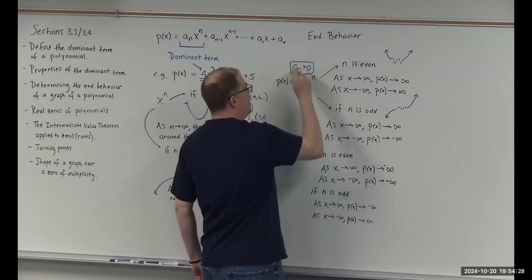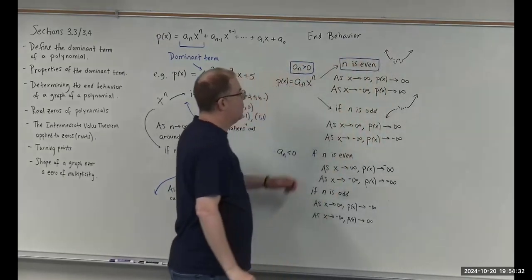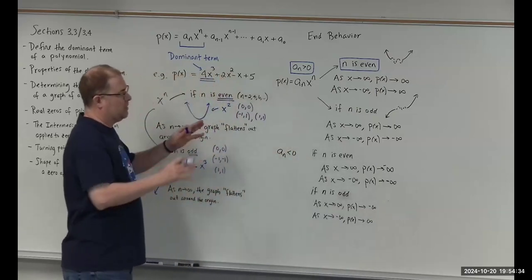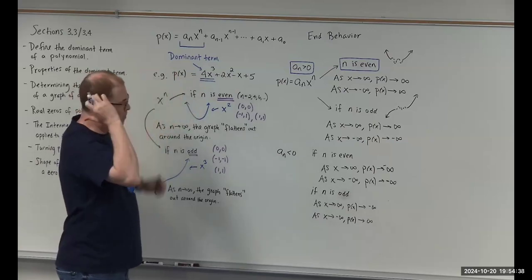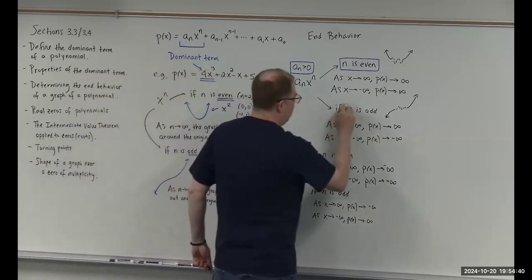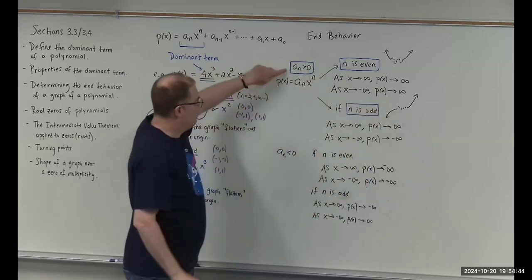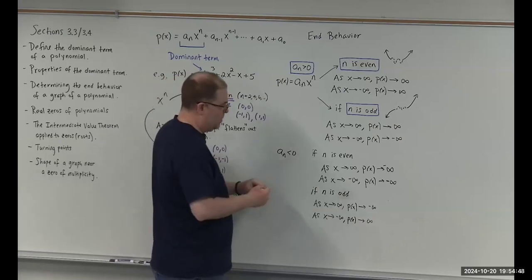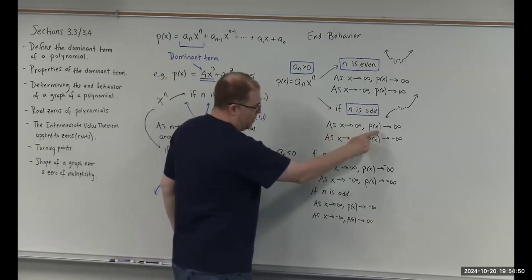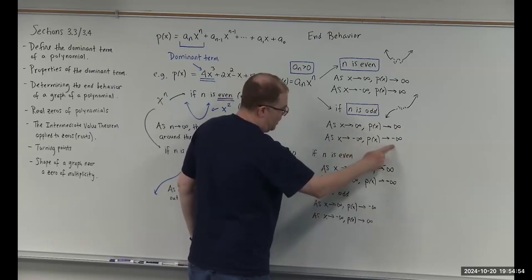When they have a positive sign and when n is even, as x goes to plus or minus infinity, the graph will go to, the y values approach infinity. If n is odd, and again we're assuming that this is a positive integer, then as x goes to positive infinity, the y values go to infinity. As x goes to negative infinity, the y values go to negative infinity.